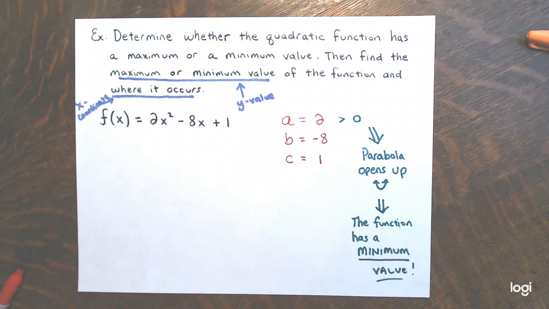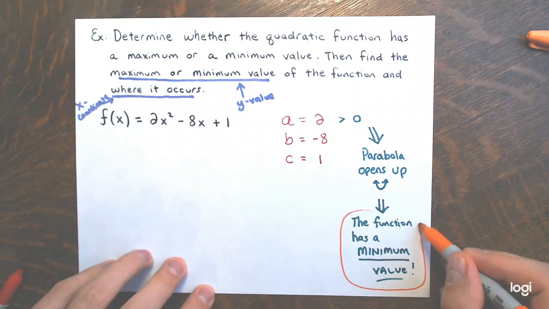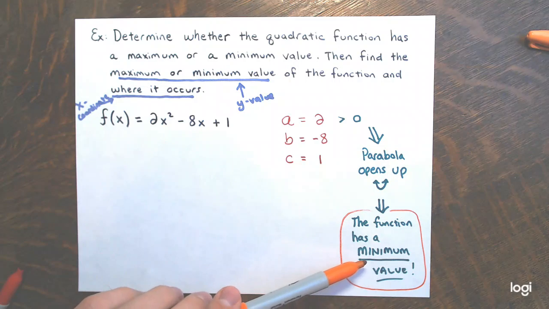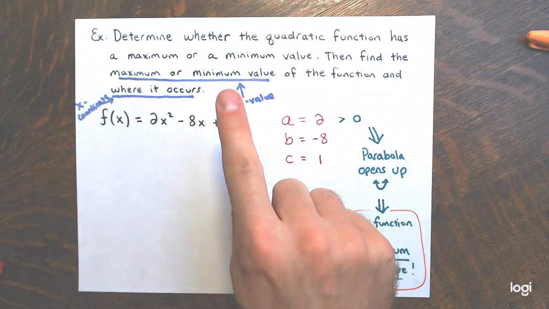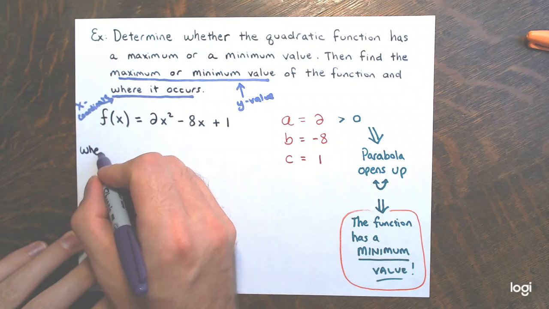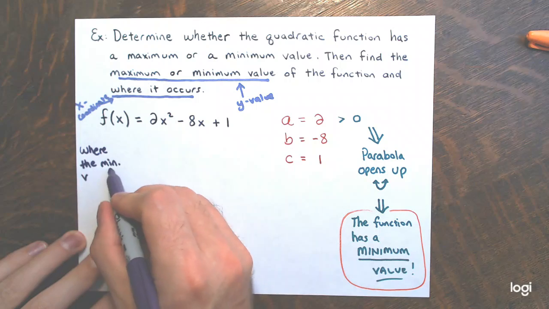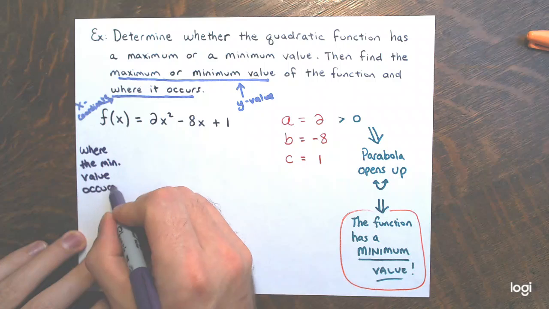Okay, so that's part one of our answer. That's what part one of what we were asked to find. Determine whether the quadratic function has a maximum or minimum value. The function has a minimum value because the lead coefficient is positive. Now actually find this value and where it occurs. Well, the where it occurs part is simple. That's the negative b over 2a. Where the minimum value occurs. Say min, min for minimum value. Where the minimum value occurs is here.